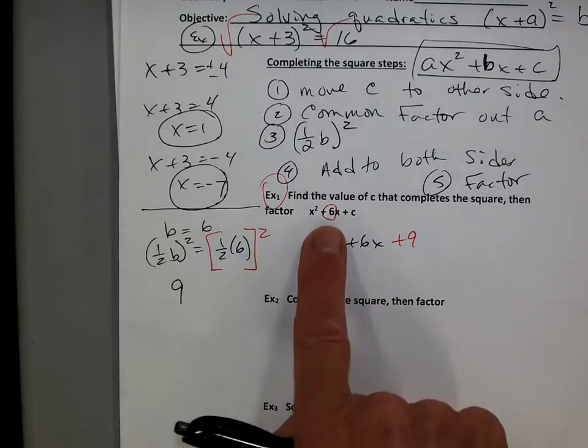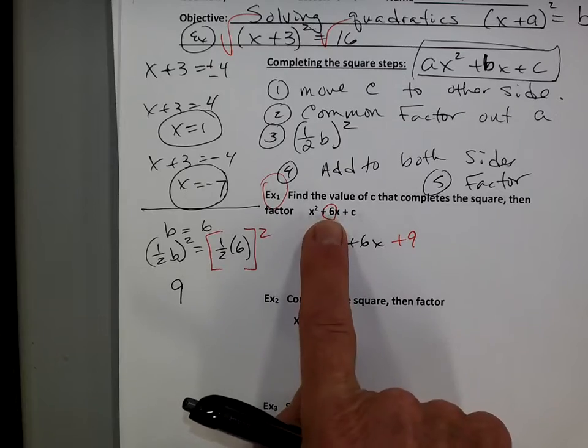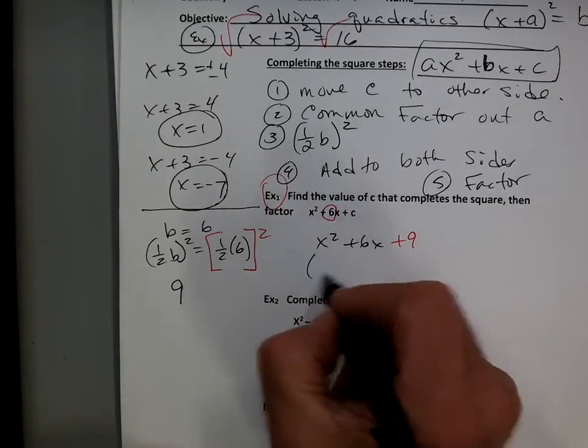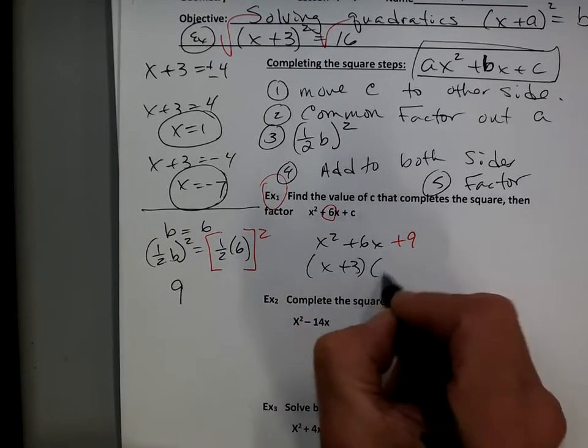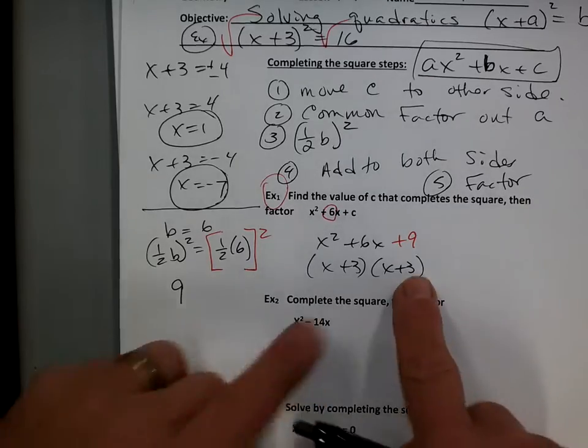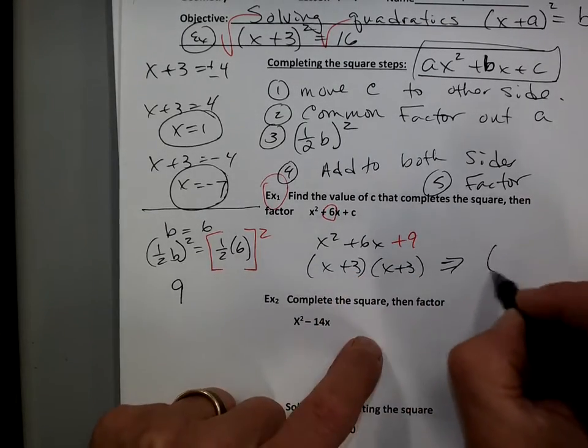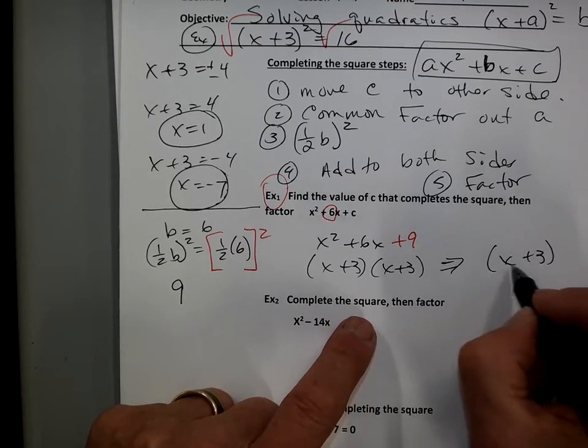Okay, so here's what I did. I took half of 6, which is 3, I squared 3, and I got 9. Add that. Now, I can factor this. This factors into an x plus 3, x plus 3, sure. 3 times 3 is 9. 3 plus 3 is 6. And then we can rewrite this as an x plus 3 quantity squared.